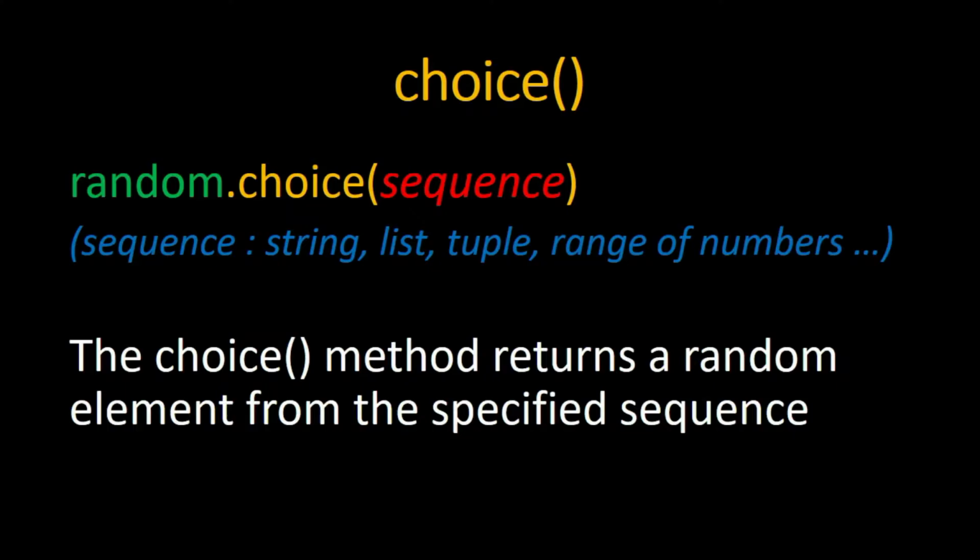The method we have next is called choice. It takes a sequence of numbers, strings, characters, or any other type, and returns one random element from it. By the way, the sequence can be a list, a tuple, a string, or any other iterable. Let's check this out together.